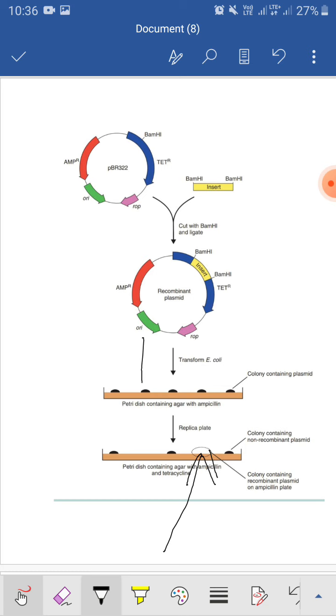This is all about the transformation of E. coli, to see whether it is transformed or not.